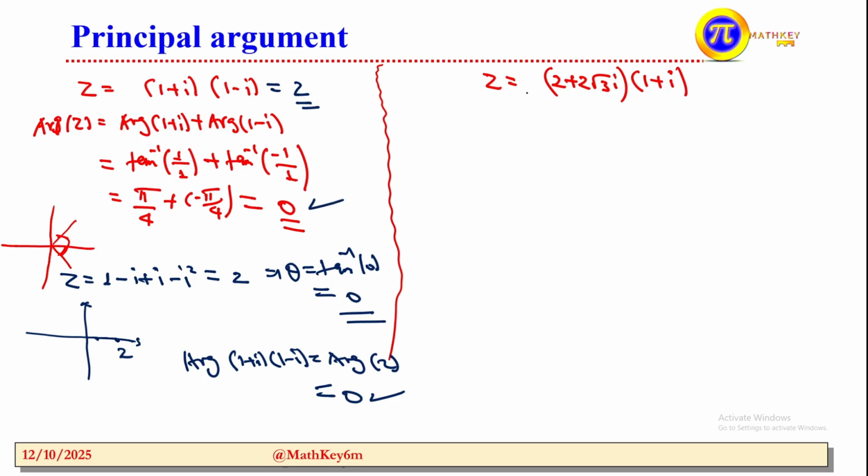Similarly, for the case of this, again you have to do the same way. Multiply. This is equal to the first one. This 2 plus 2 root 3 lies at the first quadrant. Here, let's say this is 2 plus 2 root 3 in the x component, the imaginary one. Similarly, 1 plus I, let's take is 1 plus I. Here we have. So the principal argument for this one is what?